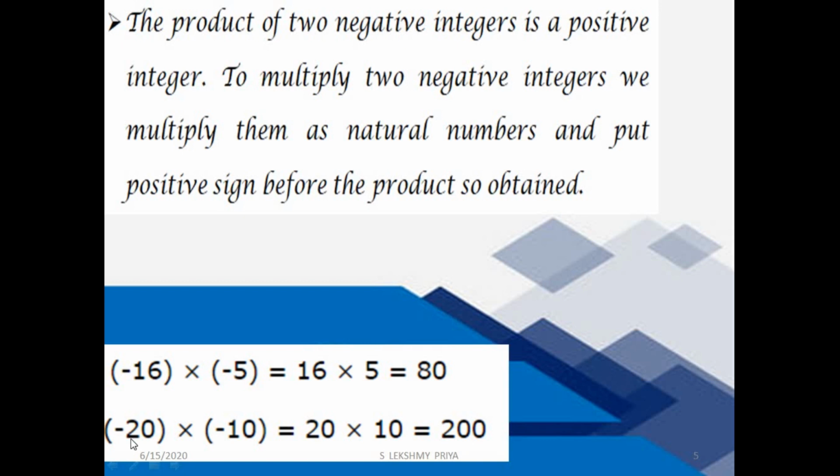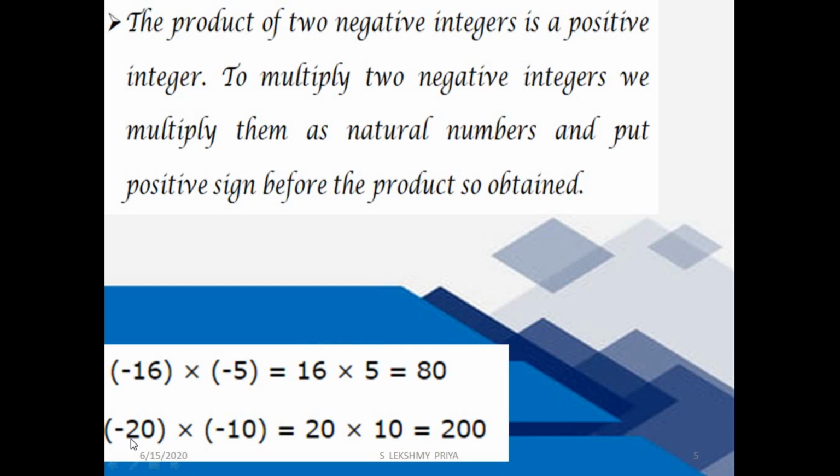Case 3 is about finding the product of two negative integers. When you multiply two negative integers, the answer is a positive integer. So, how to multiply two negative integers? Just multiply them as natural numbers and give the sign as positive. So, here's the example. Negative 16 times negative 5. The answer is 16 times 5. It is 80. It is positive 80.